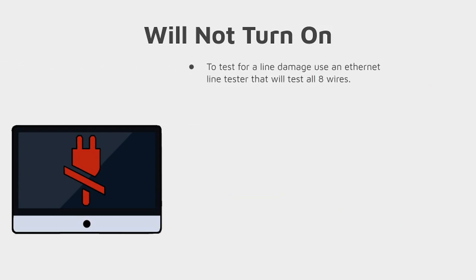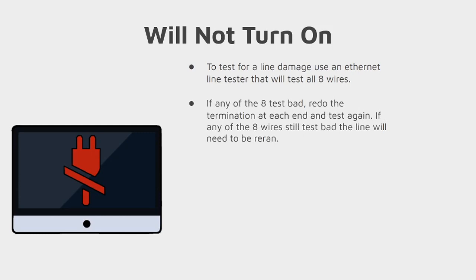But to be able to test for the actual damaged line, which we mentioned first, you want to have an Ethernet line tester. That's going to test all 8 wires inside that Ethernet line, you know, four twisted pairs, so you have 8 lines. If any of those lines do test bad, you don't want to just say the line end to end is no good. The first thing you want to do is redo the terminations at each end and then test again. Now, if you've redone the terminations and you're still seeing line 4, line 2, whatever it would be, test bad, then you might be looking at rerunning that line.